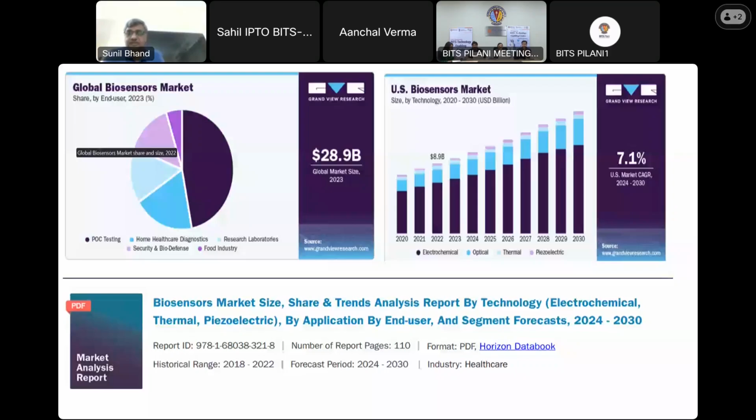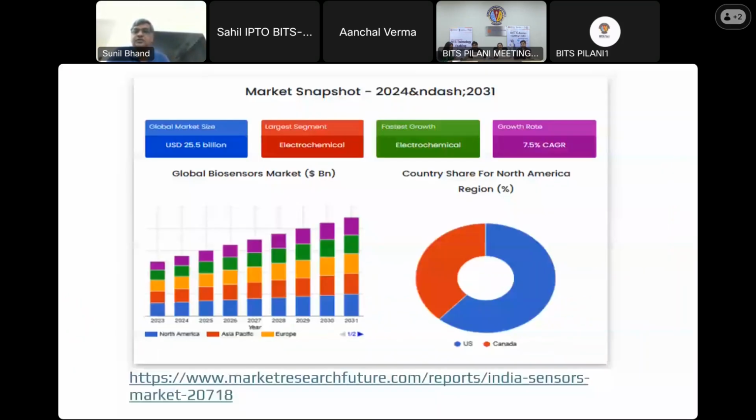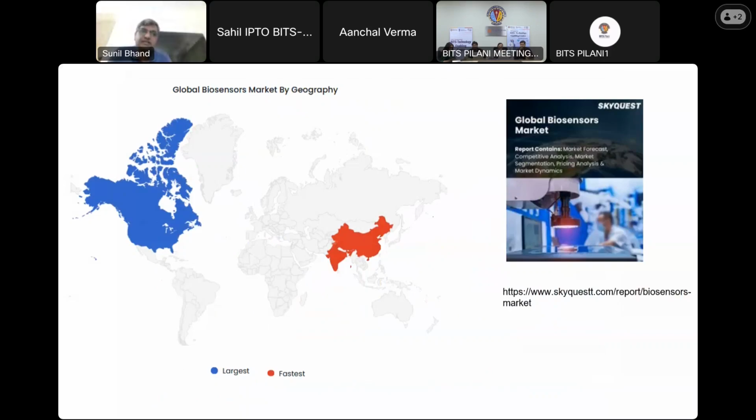Let me go to the next slide. If you look at another report where the global market has also been projected, similarly the growth rate is around 7.5% CAGR. This report also shows the largest segment is electrochemical biosensor. And US and Canada have been the largest market so far, but Asia is an emerging market for biosensors. While the largest has been the Americas and Canada so far, India and China are the fastest growing markets as per another report from SkyQuest.